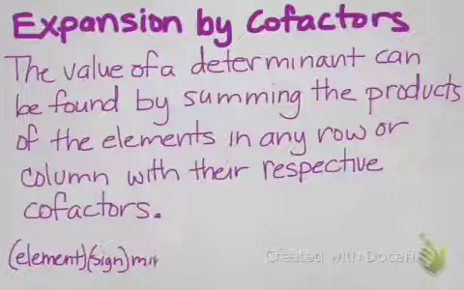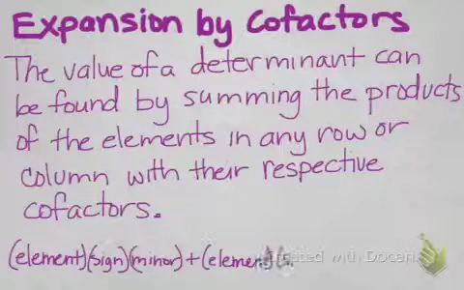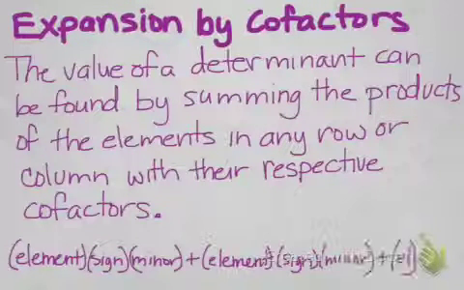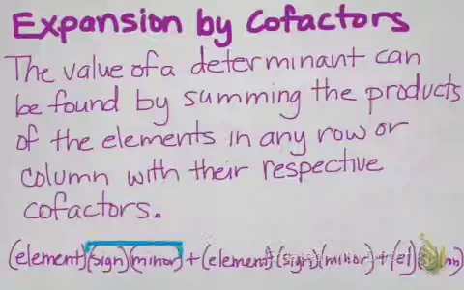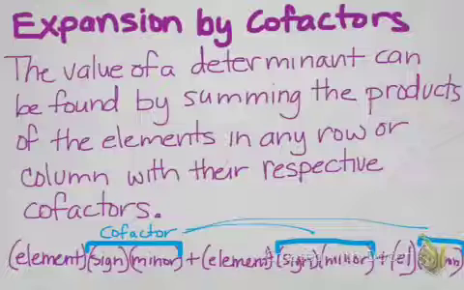So essentially what it's going to look like is you've got the element, the sign, and the minor, and then add that to the element, the sign, the minor, and the element, the sign, the minor. So you've got 3 things, and then essentially you're doing the element times the cofactor, because the sign and the minor is the cofactor.